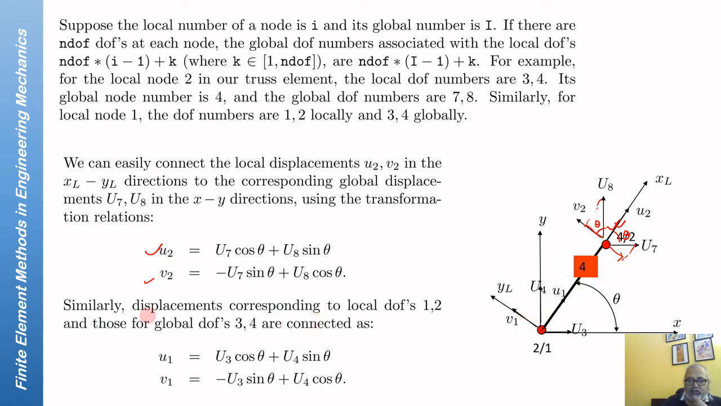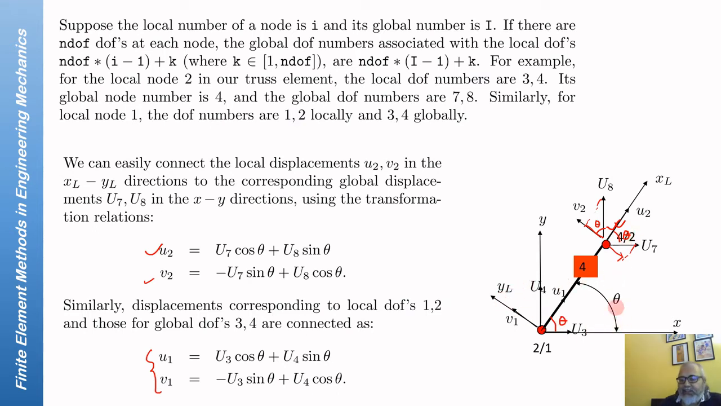Okay, so this is the transformation relation between the global degrees of freedom U7, U8, and the local degrees of freedom U2, V2 at local node number 2. At local node number 1, you would have a similar relation between the global numbers U3, U4 and the local numbers U1, V1, and these are the transformation relations. They're exactly similar. U7 becomes U3, U8 becomes U4, U2 becomes U1, V2 becomes V1. So they're exactly the same relations because this angle also is theta, just like this is.